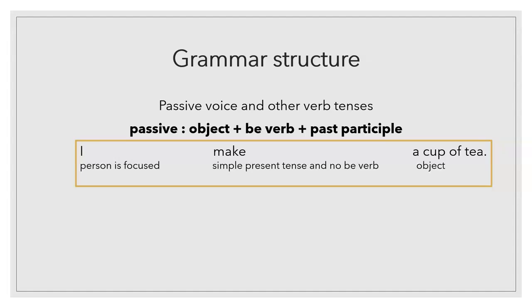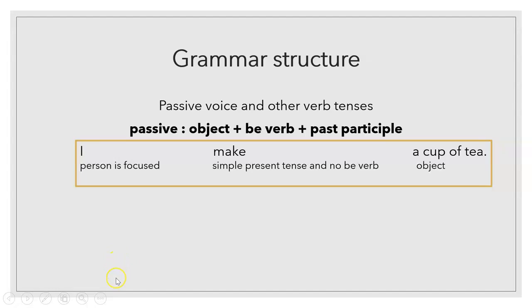I make a cup of tea. Sentences in English follow the SVO pattern. SVO stands for subject, verb, object. Here I is the subject, make is the verb, and a cup of tea is the object.